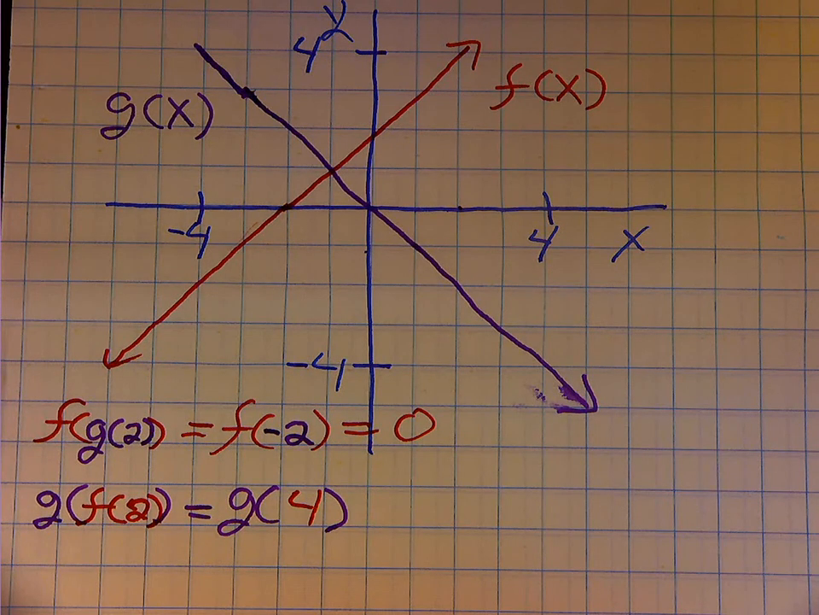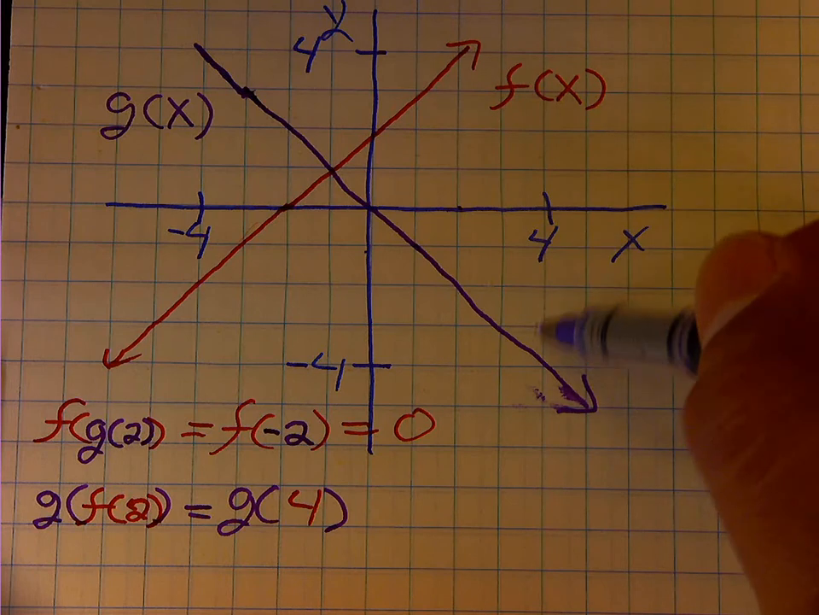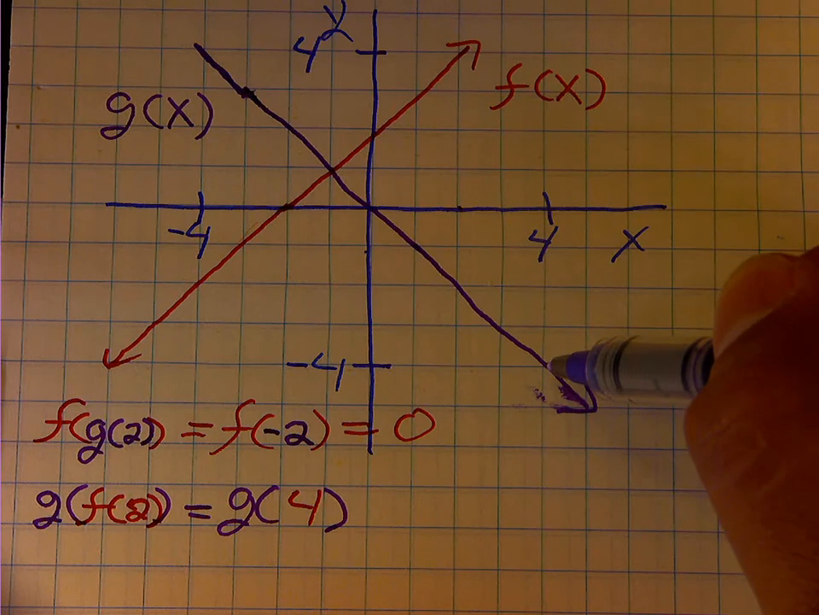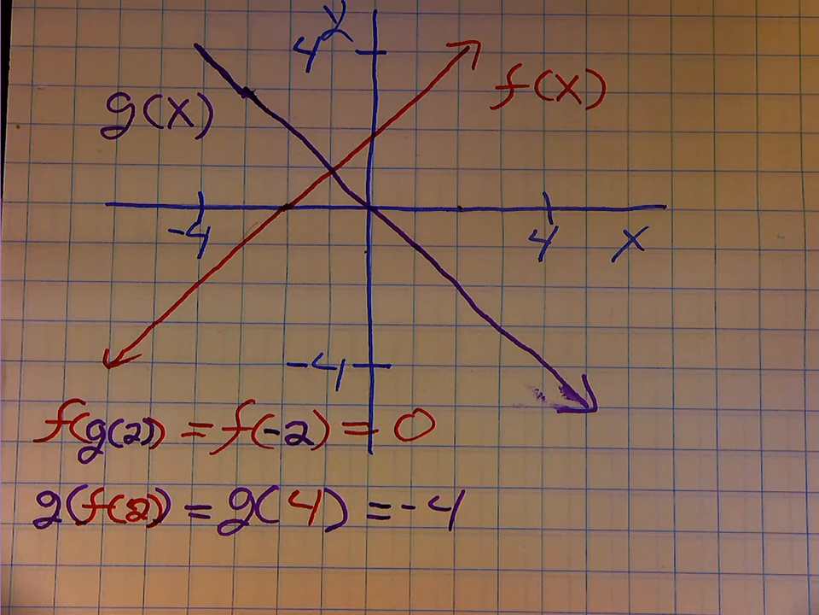Now, g of 4 reads, what is the y value of g when the x value is 4? So find the x value of 4 and then find the y value of g, which appears to be about -4. So the whole goal is reading what the symbols represent.